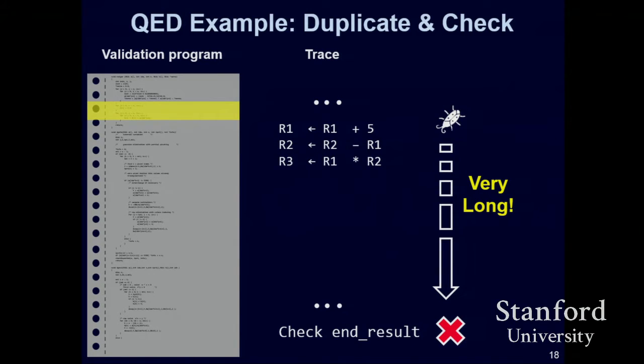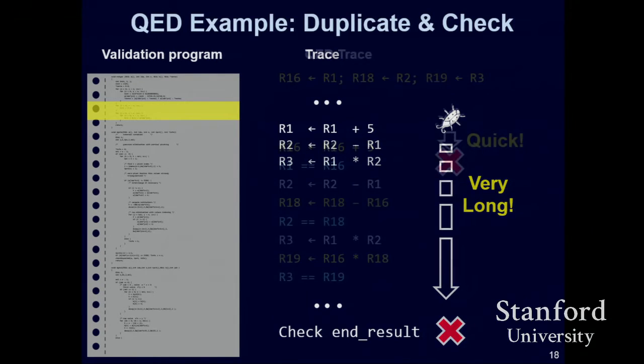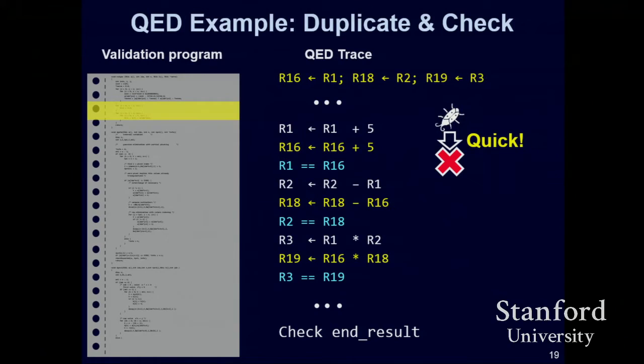If a bug gets triggered somewhere, there is a very long error detection latency before you know that there is a problem, for example. So what I will do now is the following. I will divide up the register space of my processor into two halves. Now, if you could not do that for some reason, that's perfectly fine. There are alternative ways of achieving what I'm talking about.